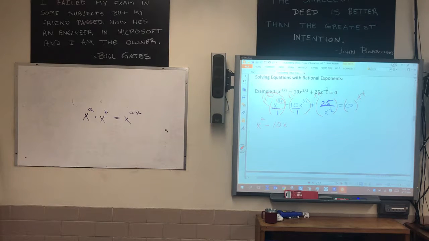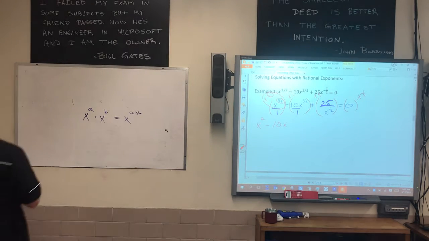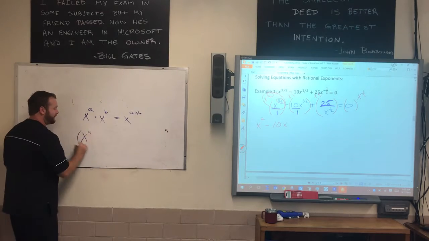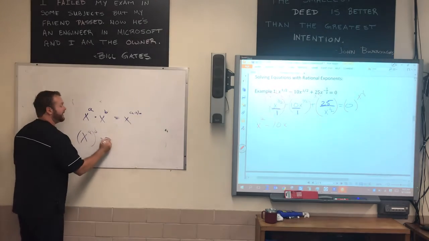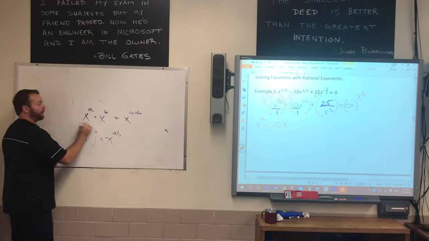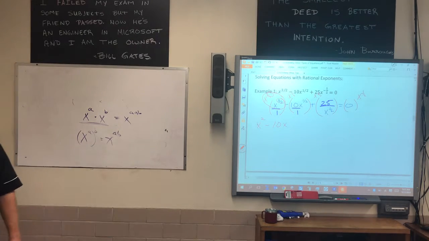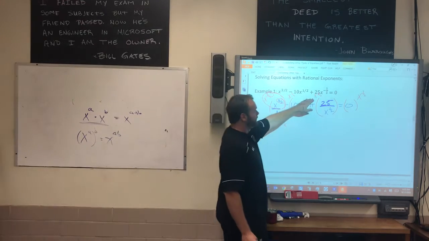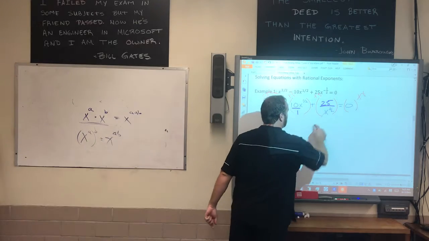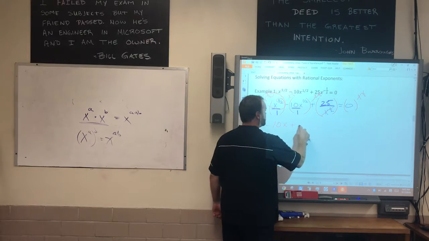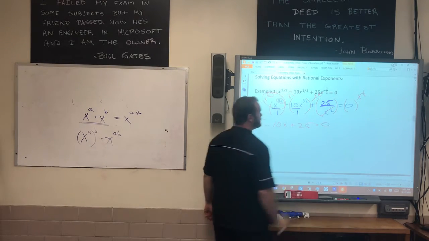Remember, power to a power is going to look something like this, where it's x to the a raised to the b. Now that would be x^(ab). But when we're multiplying like bases like that, then you add the exponents. Okay? And then that last one, what's going to happen with the x to the 1/2 up top? Yeah, it cancels that 1 on the bottom. So that just leaves me plus 25. Gives me 0.